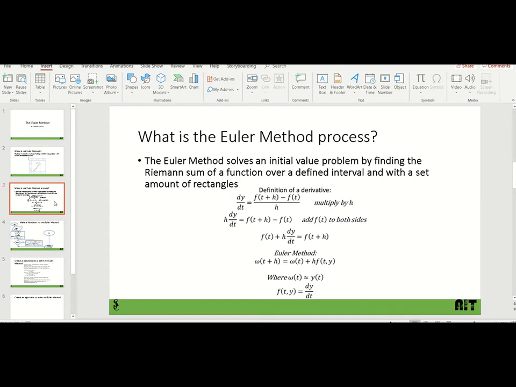So what does it do? Well, let's start off with the definition of a derivative. Now we're going to start it off without the limit so that you don't have to worry about the limit. And what we do is we multiply both sides by h, right? Then we move the f of t to the other side. And what we see is that the next point equals the current point plus h times the derivative, and so that's what we set up here. So we're going to use f of t, y to be the actual derivative. And this is what we're going to use for the Euler method, and what it's going to allow us to do is step through the y values that we're interested in.